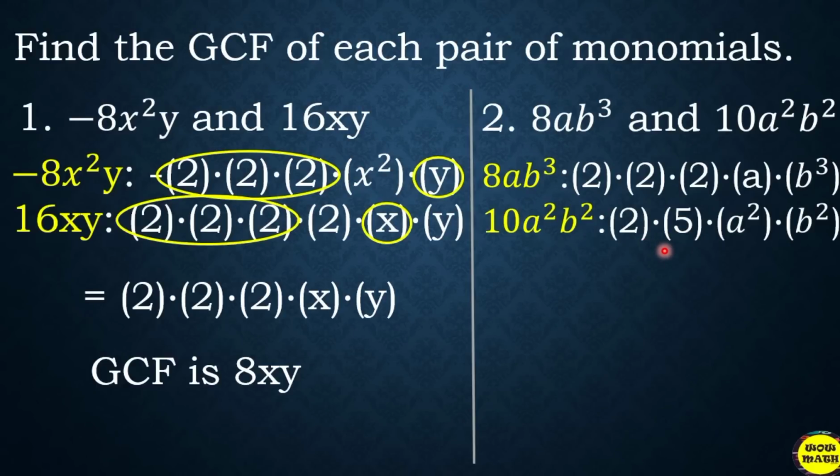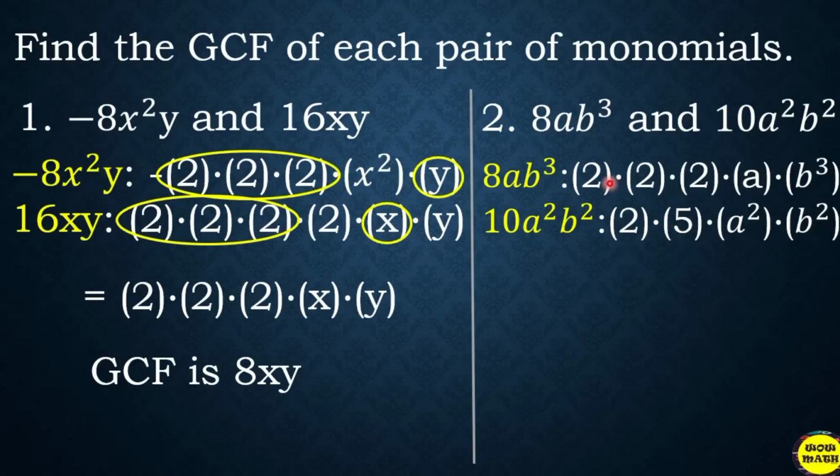Pag prime factors, ang ilalagay mo lang na factors ay yung tanging factors niya lang ay 1 and itself. So, yun ang tinatawag natin prime. So, sa 10, we have 2 times 5. And then, just copy all the literal coefficient, yung a at yung b cubed, and then yung a squared, and then yung b squared. Okay.